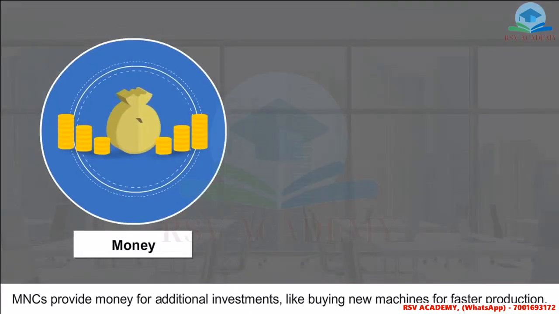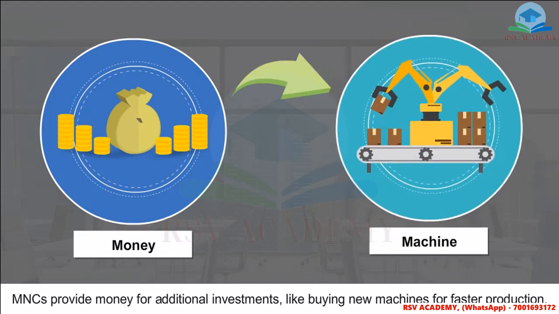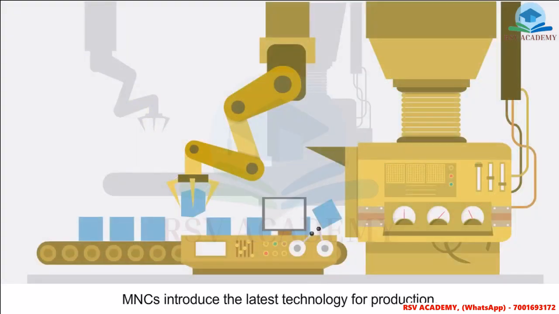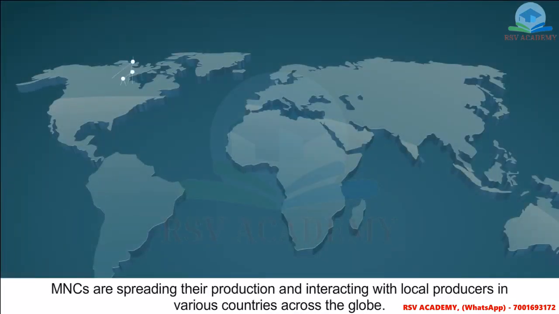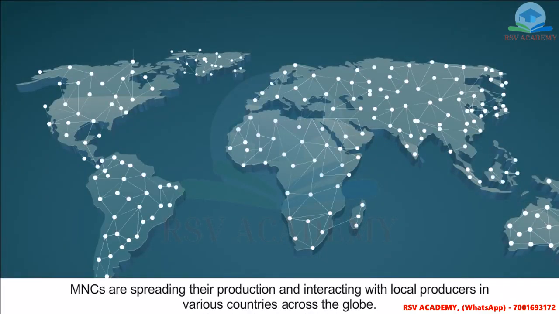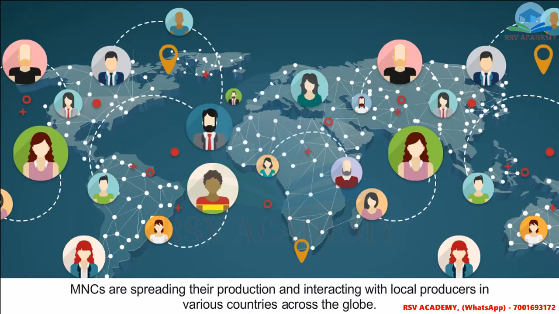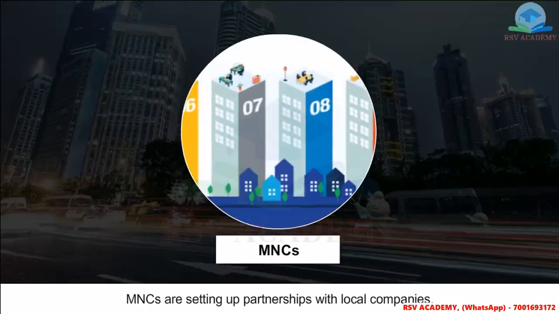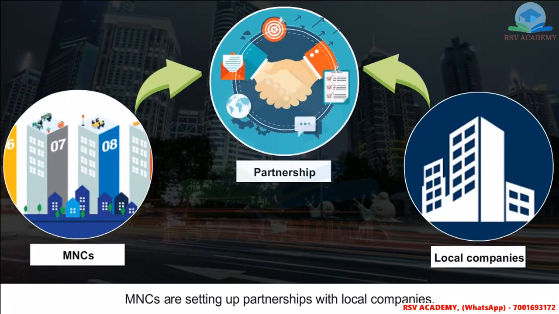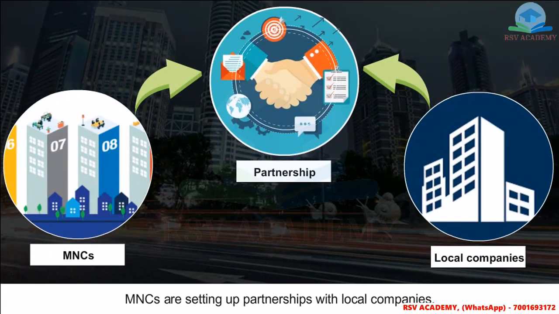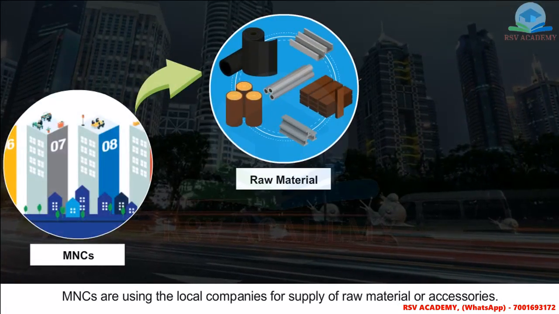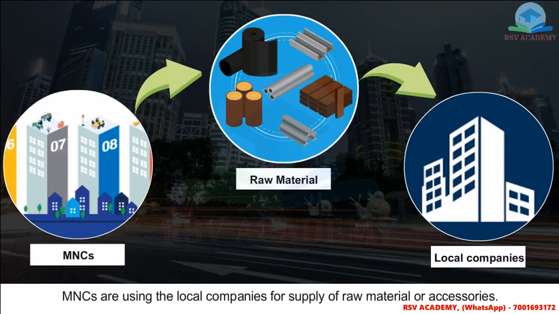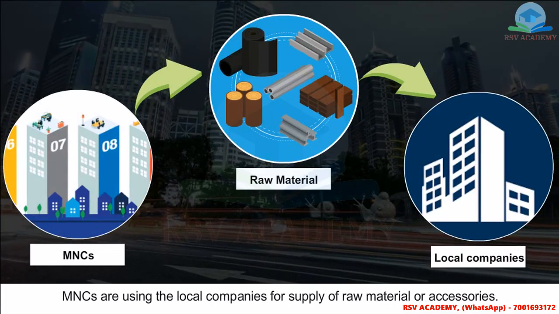MNCs provide money for additional investments like buying new machines for faster production. MNCs introduce the latest technology for production. MNCs are spreading their production and interacting with local producers in various countries across the globe. MNCs are setting up partnerships with local companies. MNCs are using the local companies for supply of raw material or accessories.